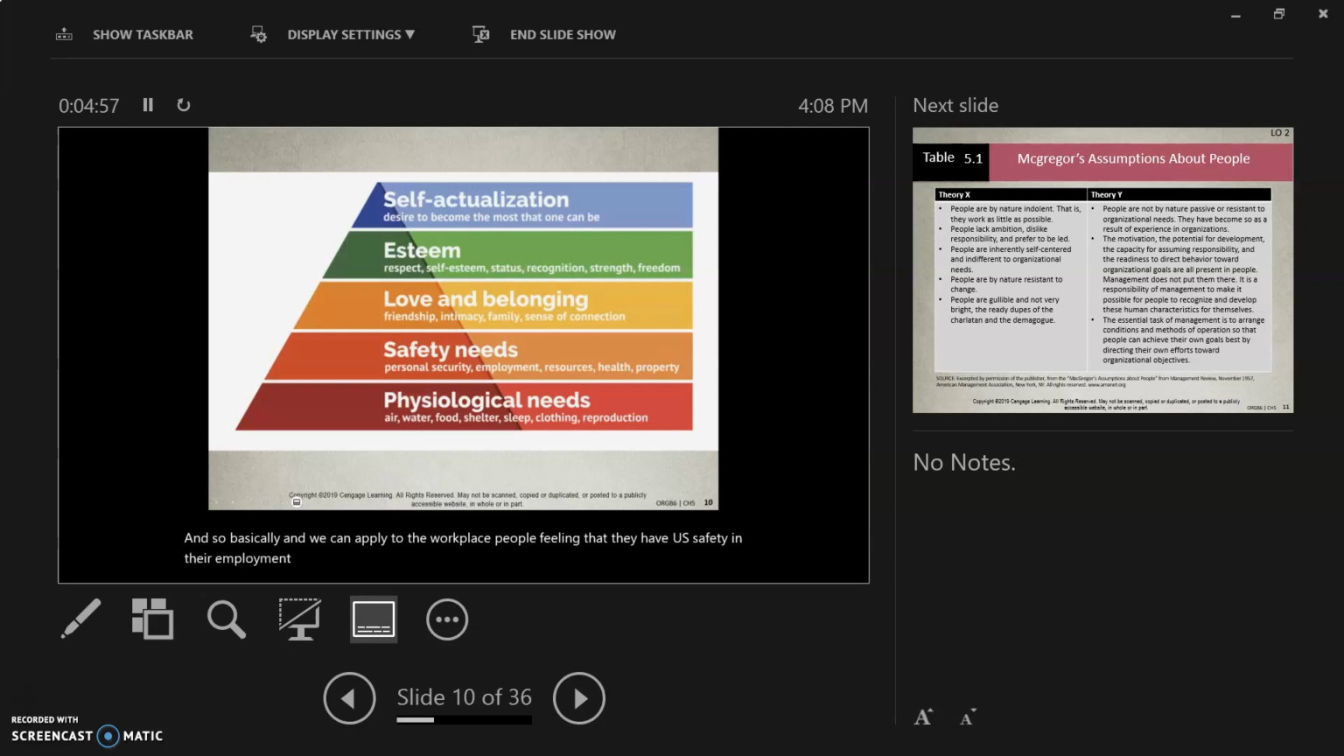People having connections at work, people feeling respected or having a title. All of these things can be applied to the workplace. And so, as I said, theory X is this physiological and safety, and theory Y is the top three.